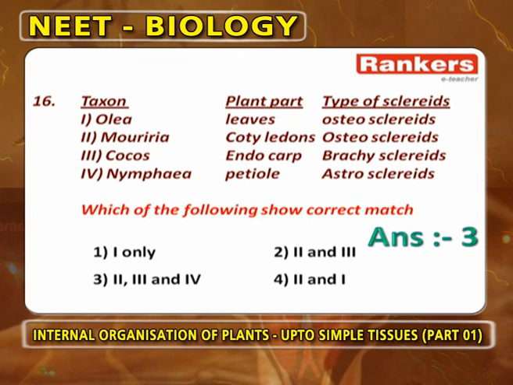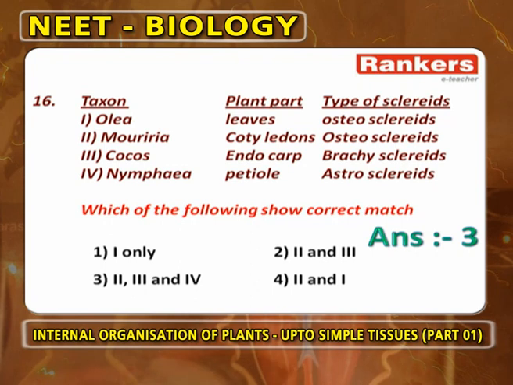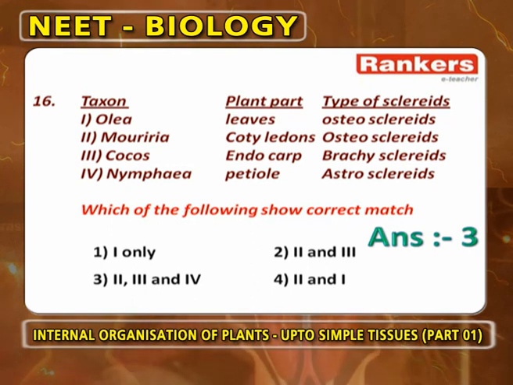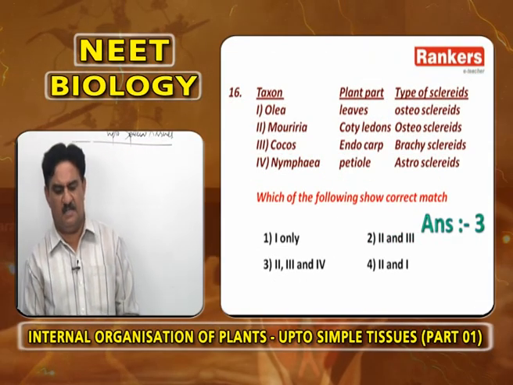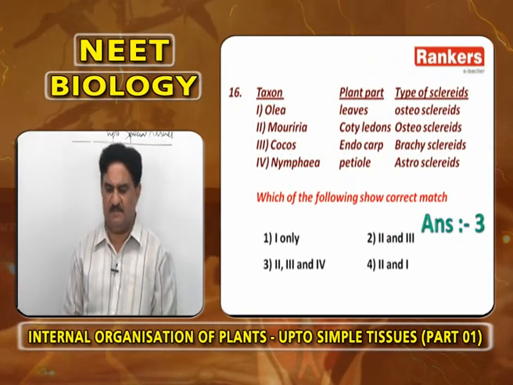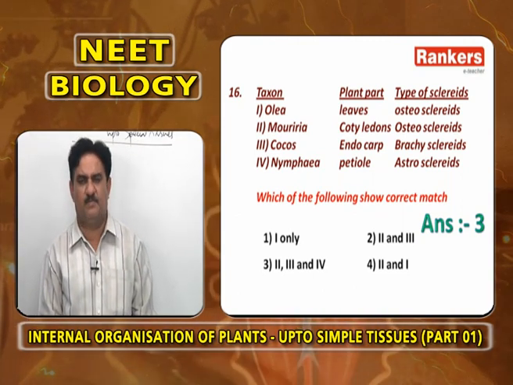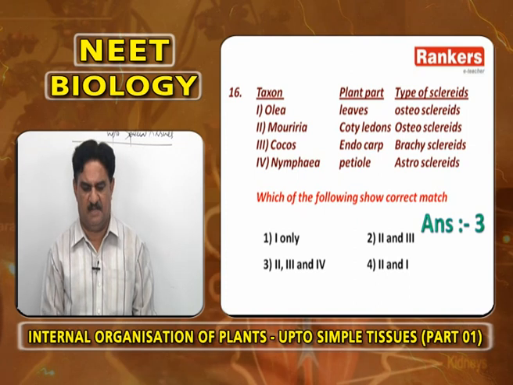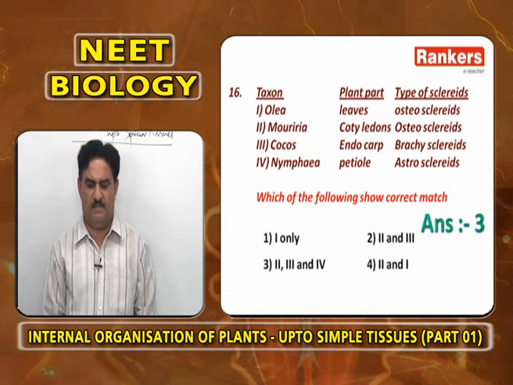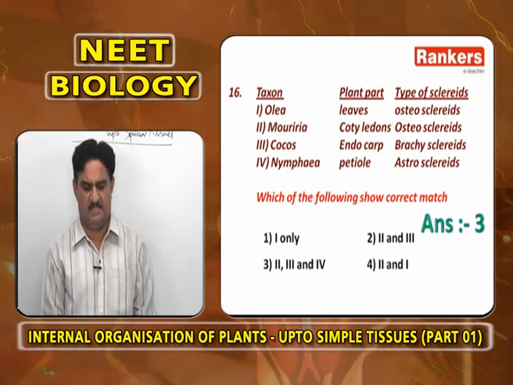Olea, Mauritia, Coccus, Nymphaea. Leaves, cotyledons, endocarp, petiole. Osteosclereids, brachysclereids, asterosclereids. This is regarding sclereids. Olea, leaves, till that it is correct, but it is not osteosclereids. It must be filiform sclereids or trichosclereids. Mauritia, cotyledons, osteosclereids, bone-shaped sclerenchyma cells, is correct. Coccus, endocarp, brachysclereids or stone cells, is correct.